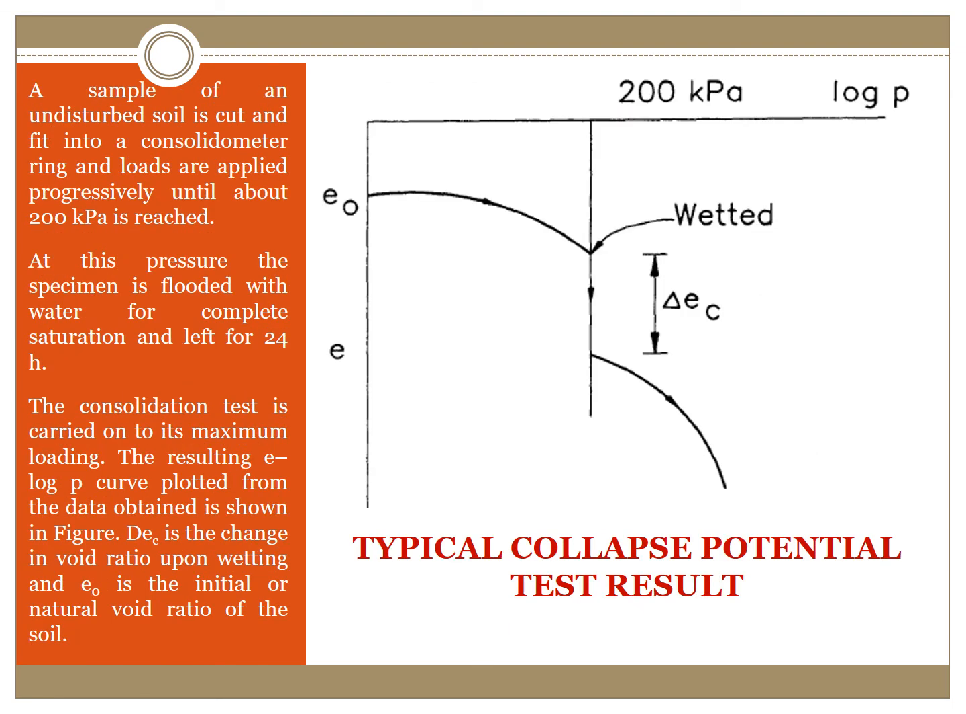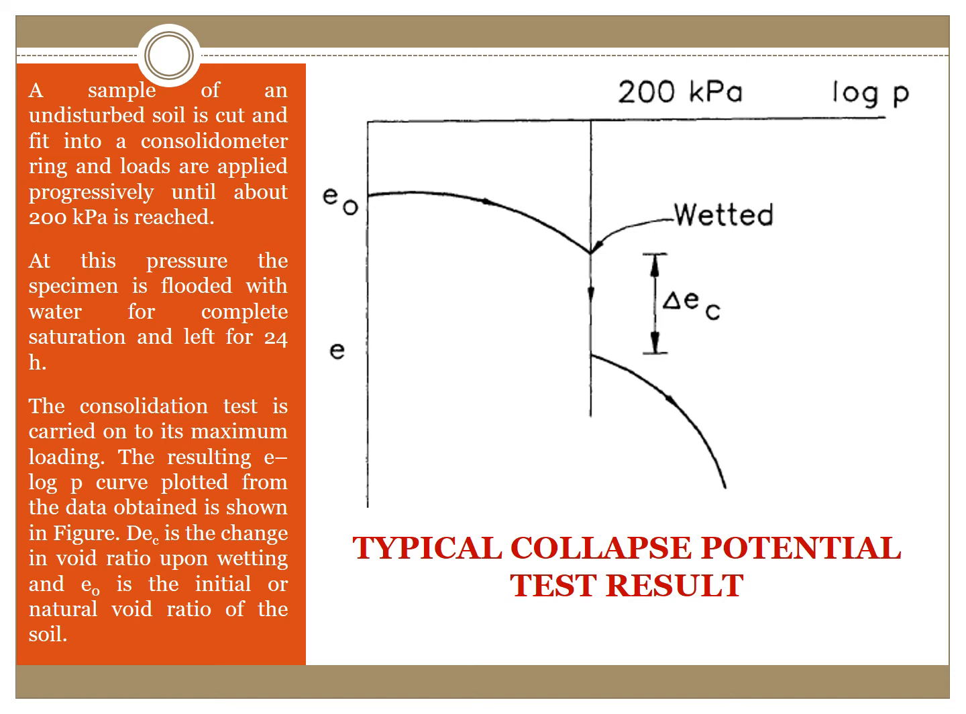So here's the typical collapsible potential test result. This test result is from the laboratory test for estimating the magnitude of collapsible potential of a soil. First, a sample of undisturbed soil is cut and fit into the oedometer, and then loads are applied progressively until about 200 kilopascal is reached. At this pressure, the specimen is flooded with water for complete saturation and left for 24 hours.